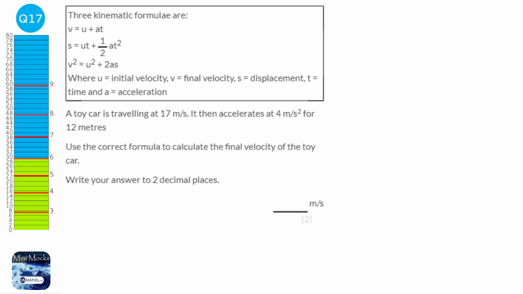We're going to start this question by writing down what we know. So the toy car is travelling at 17 meters per second initially, so the initial velocity or initial speed is 17 meters per second.